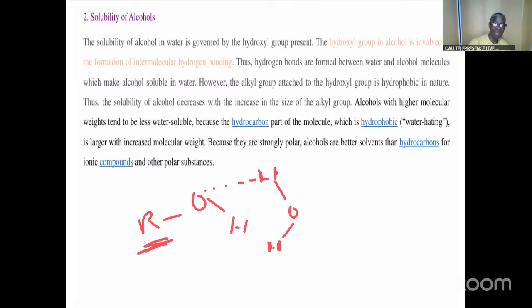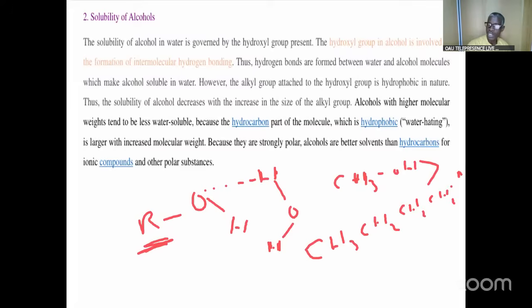For example, let me give us an example. CH3OH will be more soluble in water than CH3CH2CH2CH2OH, that is butanol. That is, methanol will be more soluble in water than butanol due to the increase in the length of the alkyl group. You can see the alkyl group in butanol has 4 carbons, and methanol is just 1 carbon.